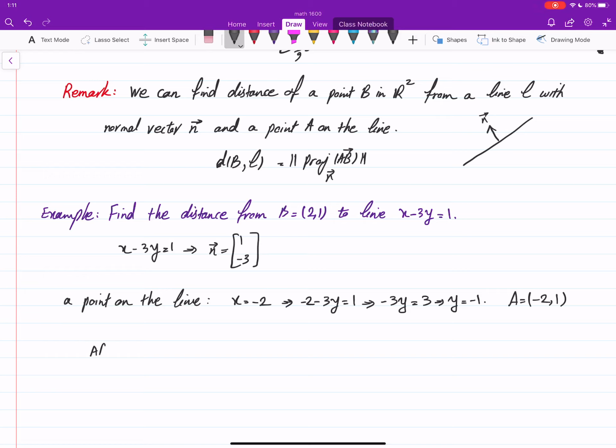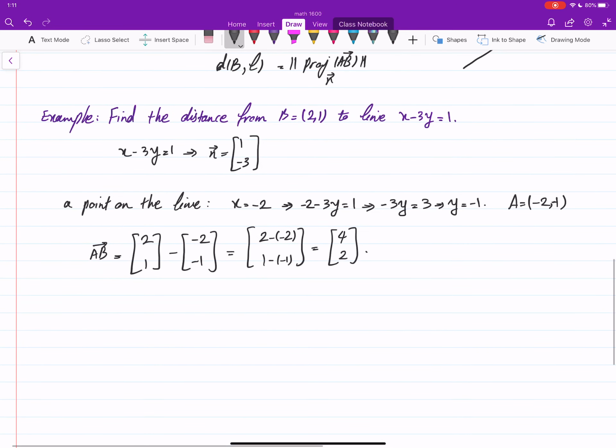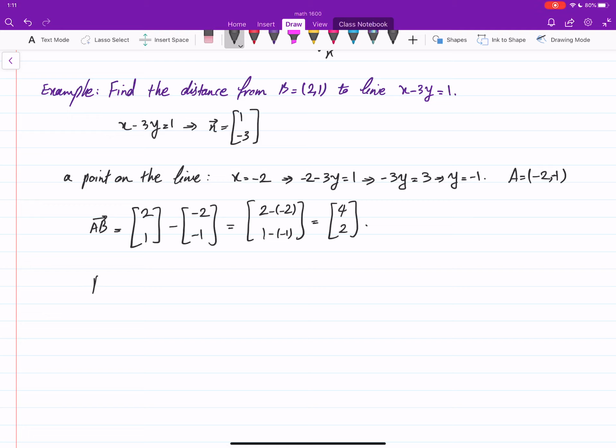Now we have AB, which is 2, 1 minus -2, -1. That gives us 2 minus -2, 1 minus -1, which gives us 4, 2. Okay, very nice. Now we find the projection of this over the normal vector. So this will give us n dot AB, or AB dot n. The dot product is commutative. We find that number and then we multiply by the normal vector.